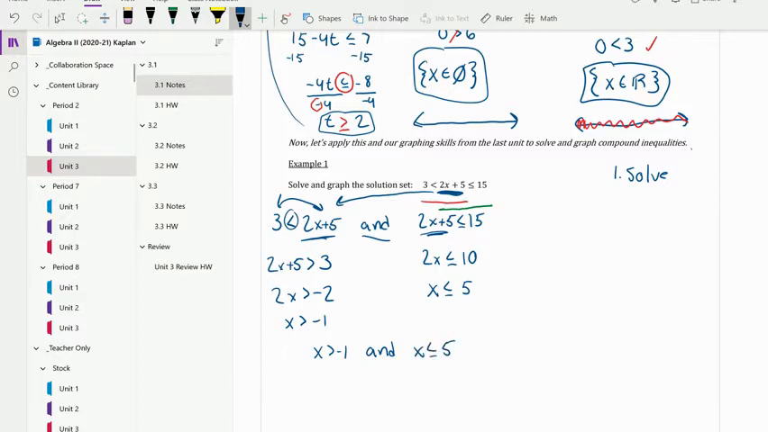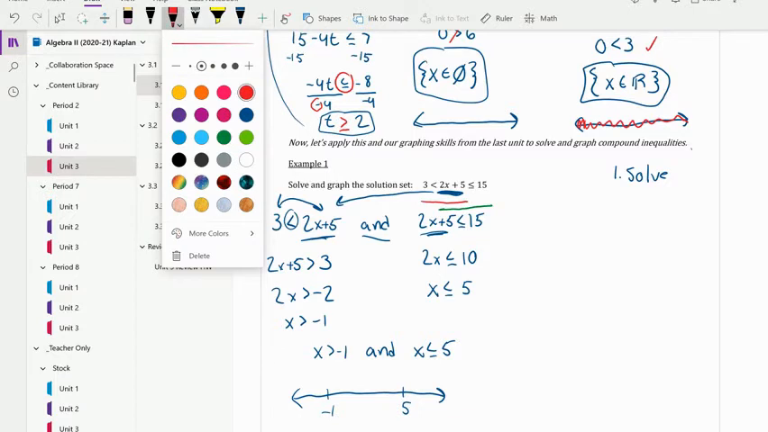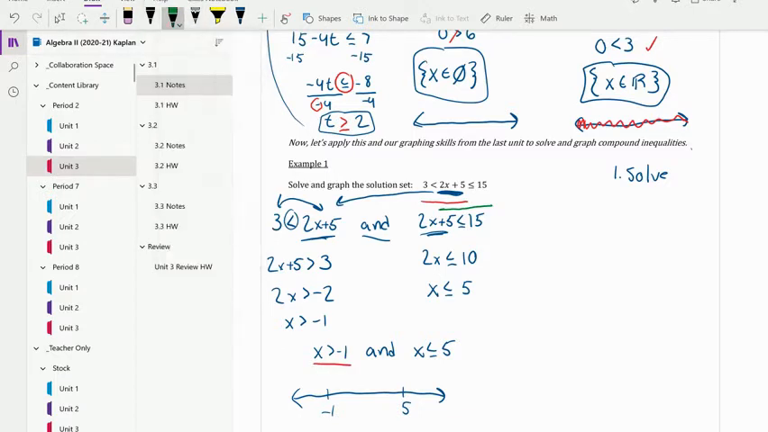And now we have to actually graph this. And again, this is where the stuff from last unit came in. So if I graph this, I'll do this one in red. Oops. And this one in green. And just because I already had my green out, we'll start with that one. So x is less than or equal to 5. So that's going to be a closed dot at 5, heading to the left. For my red, x is greater than negative 1. It's going to be an open point at negative 1 going to the right.